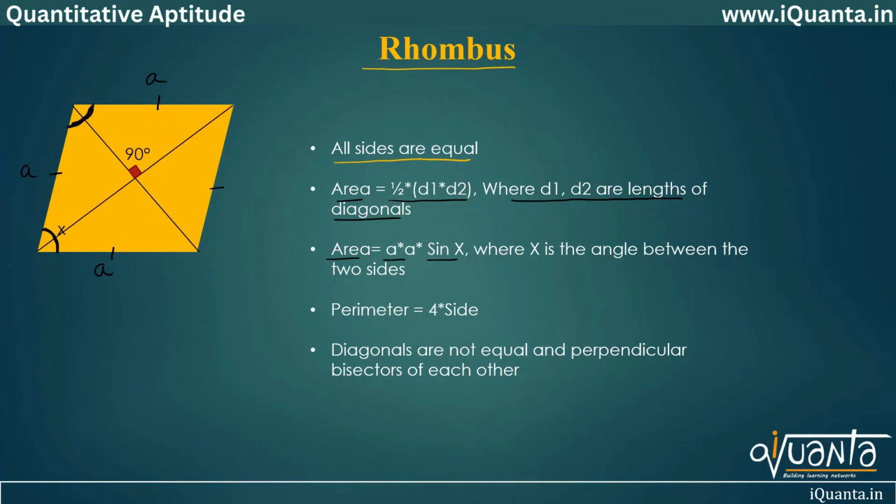Measurement of both the angles will be equal, because we can see that this is x and this is 180 minus x. So if you find out sin x, it will be equal to sin (180 minus x). So it will always remain a into sin x, because sin x is equal to sin (180 minus x). After that, perimeter of a rhombus is 4 into side, because all sides are equal. Last one is diagonals are not equal and perpendicular bisectors of each other. So diagonals of a rhombus are not equal, but they are bisectors of each other and they bisect at 90 degrees. So that's all about a rhombus.